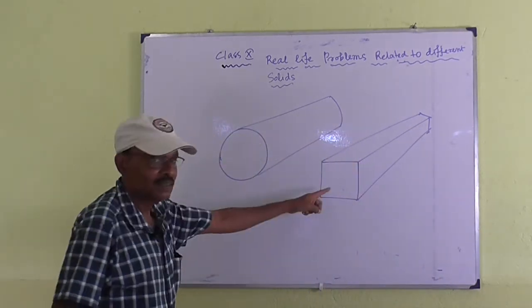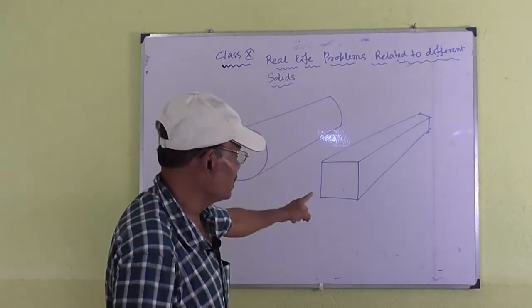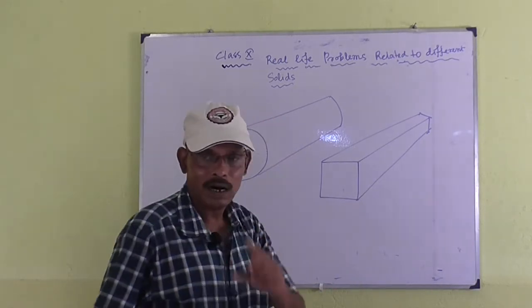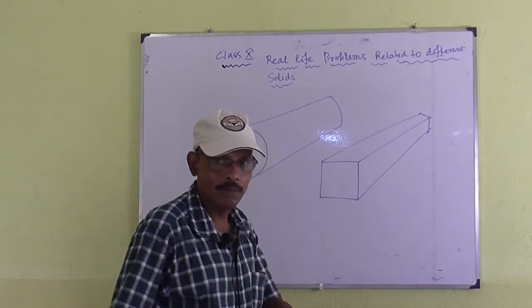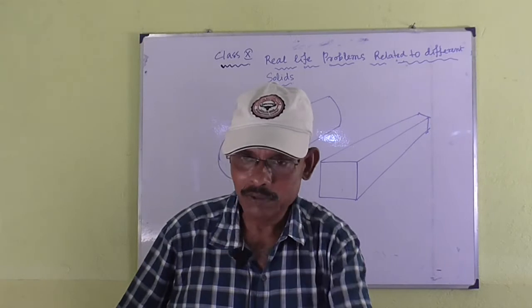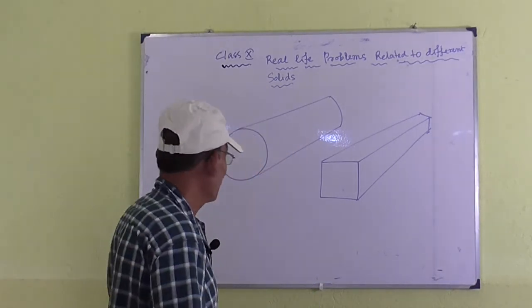We know that the volume of the rectangular parallelepiped is length into breadth into height, otherwise the volume of the solid will be the area of the base and the length or height. Clear?